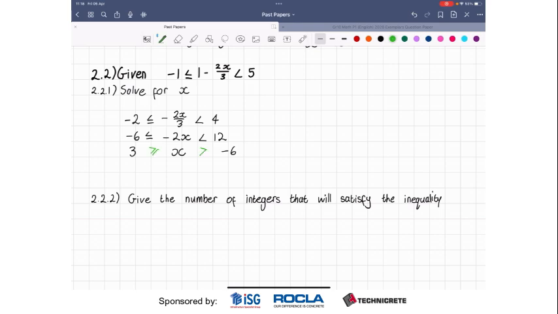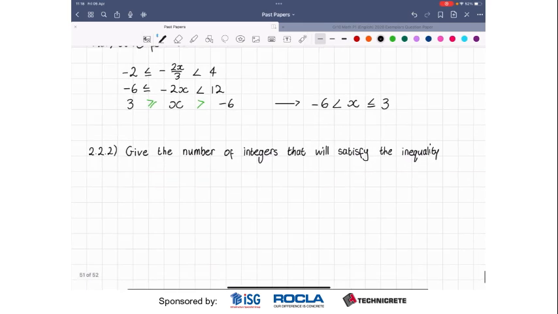So my inequality is going to look like this, and I can rewrite this starting with the negative 6, that's the smallest number. So I'm going to have negative 6 is less than x, which is less than or equal to 3.